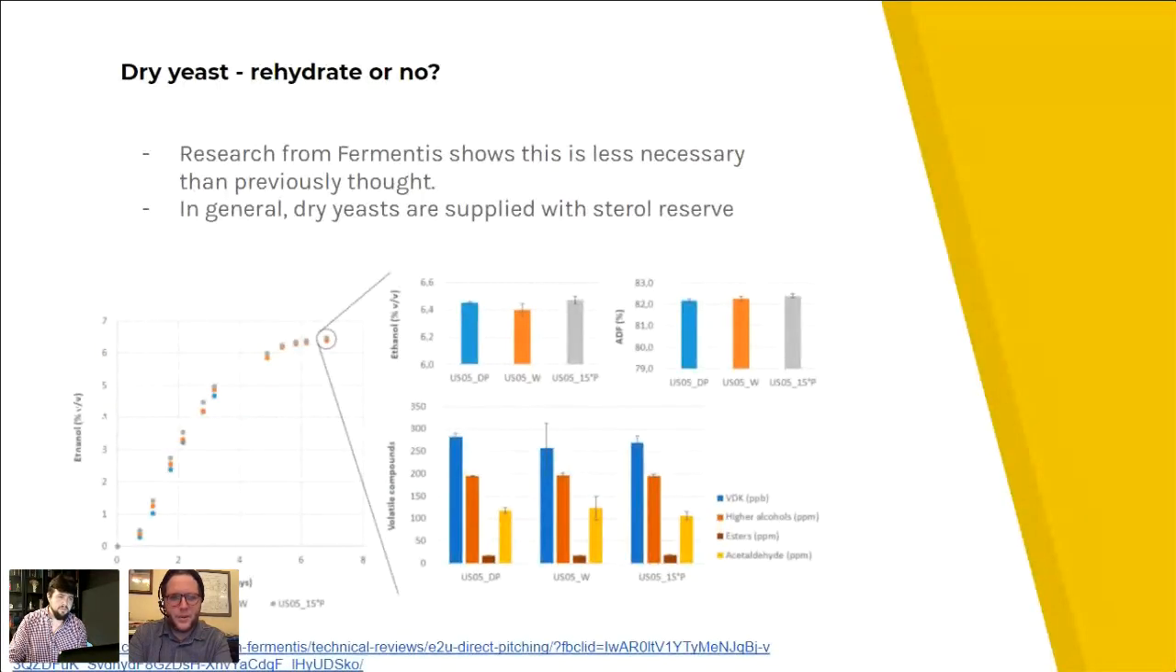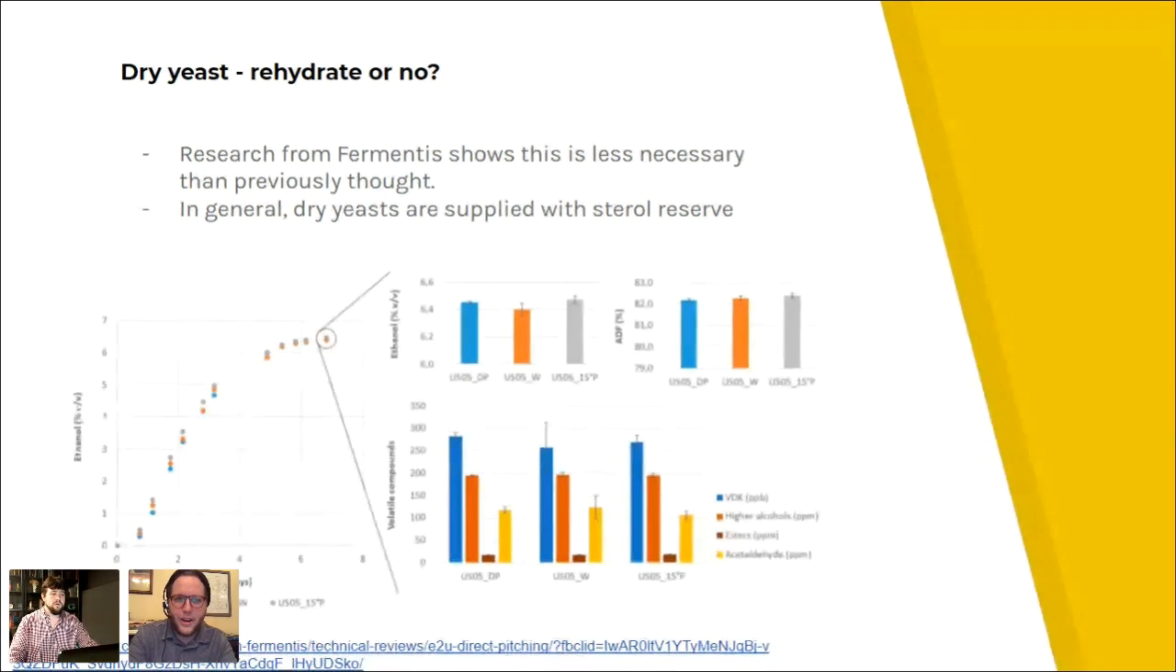All right, I'm going to be talking about yeast stress. The first question that we got was actually about something we don't sell. That's dry yeast. And the question was, dry yeast: rehydrate or not? I thought this was still an important question to answer because it is a common question that people have when they're brewing.